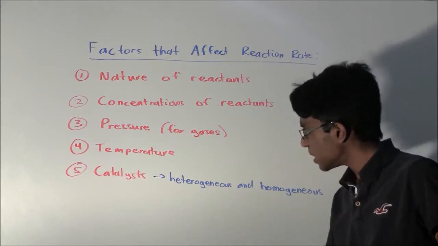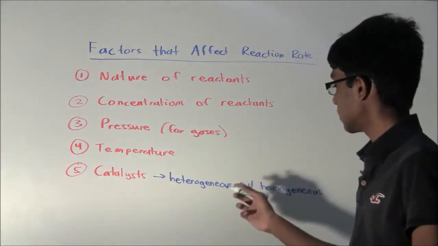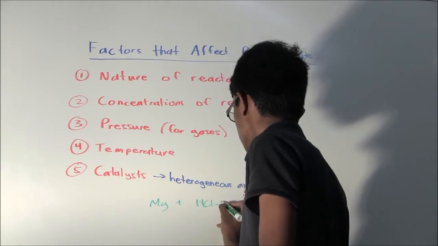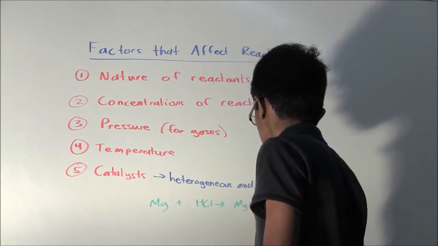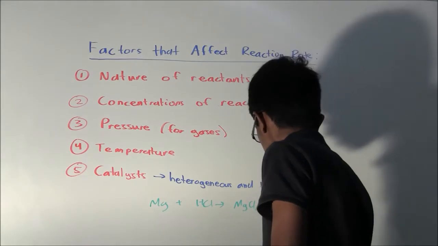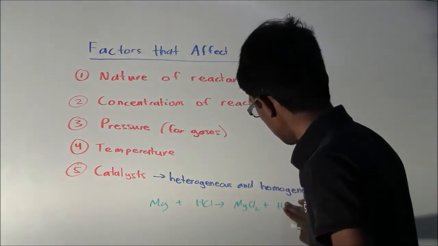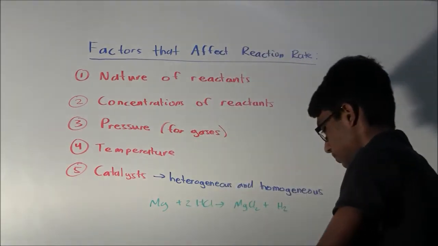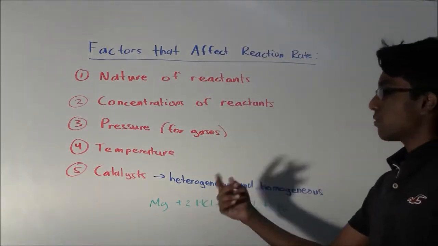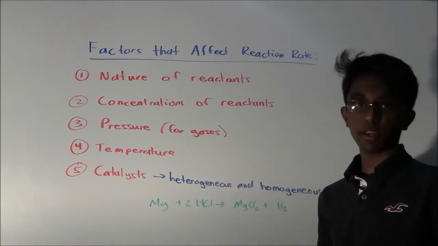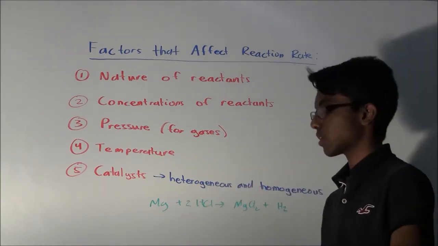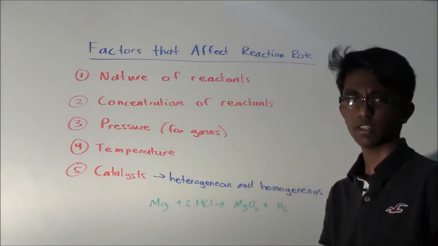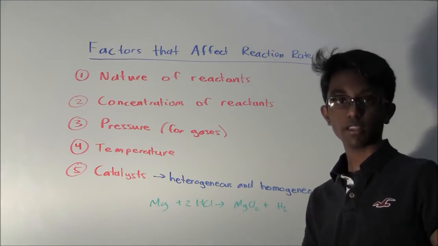What I mean by nature of reactants is, let's look at the reaction of magnesium with hydrochloric acid. That is going to yield magnesium chloride and hydrogen gas. And this magnesium chloride is in aqueous solution. Okay, so let's say for one reaction we used a big piece of magnesium, like a really big block, and we dumped that into the hydrochloric acid. And then in another reaction we took that big block and we split it up into little tiny pieces, and we did the same thing. Which reaction would occur faster?